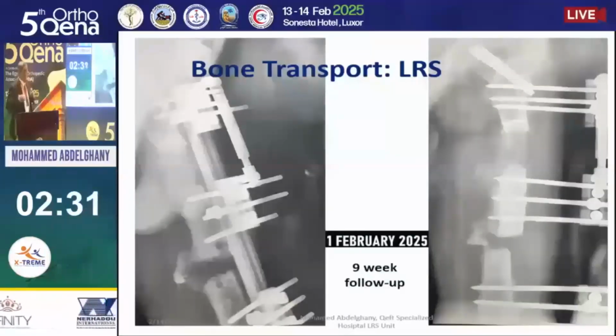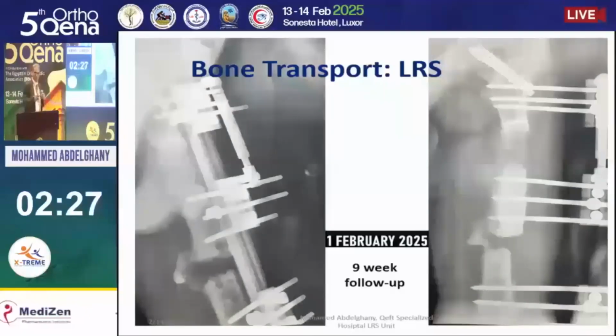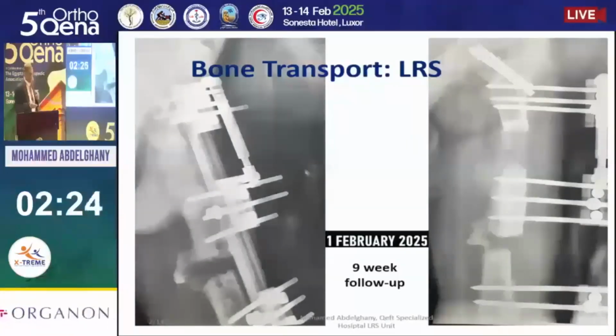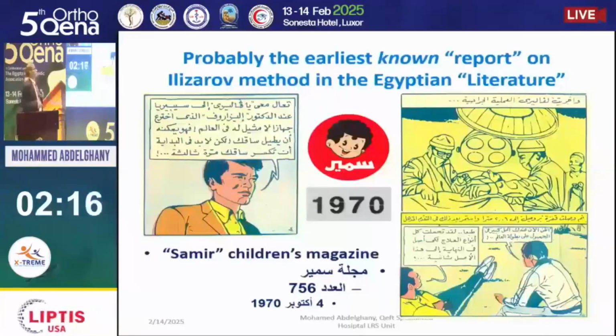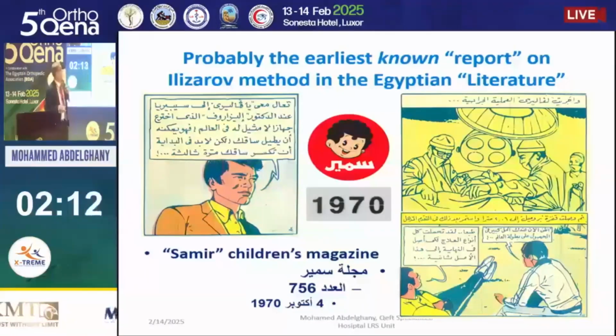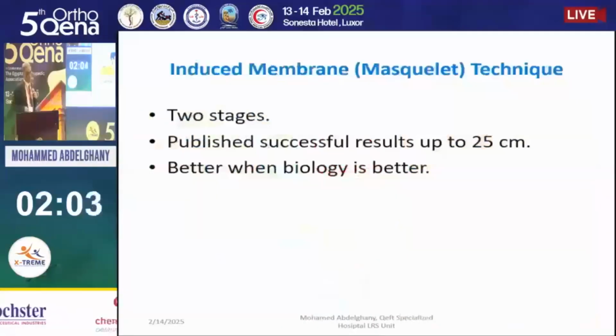This is a good regenerate, and this is AP and lateral to assess the surgical alignment, also after 9 weeks, and this is 10 weeks follow-up. And probably the earliest known report on the Elizarov method in Egyptian literature was not in a scientific magazine. It was in Samir magazine 55 years ago, about the story of Valérie Promel.